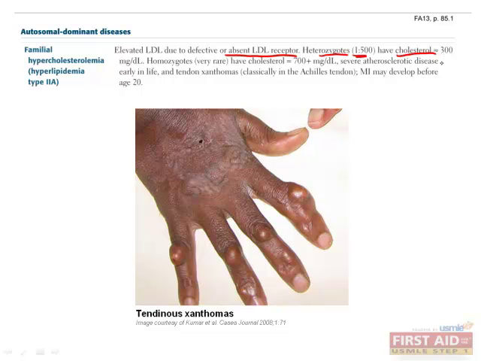Do you remember what normal cholesterol levels are? That'd be between 140 and 250, although anything over 200 is considered borderline high. Homozygotes are extremely rare, but have a much more severe form of the disease, with cholesterol levels over 700. This can cause severe atherosclerosis, even at early ages, which can result in myocardial infarctions before the age of 20. Patients may also present with tendinous xanthomas, which are deposits of lipids you can see here, although they're most common in the Achilles tendon.